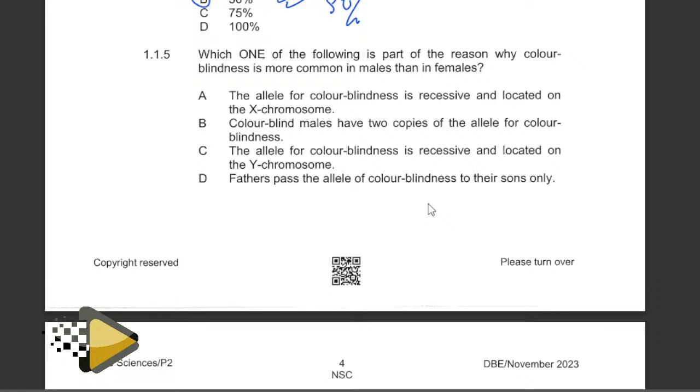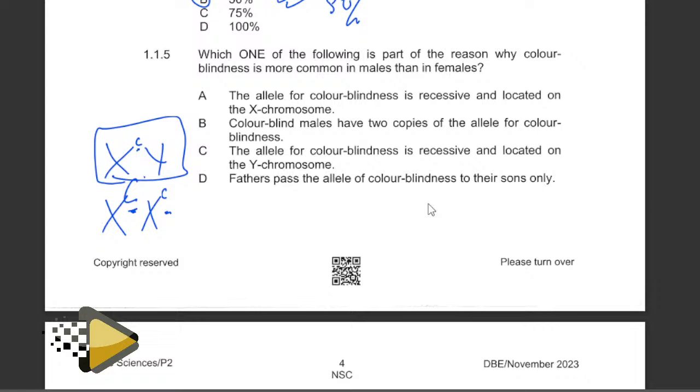Which one of the following is a part of the reason why color blindness is more common in males? We talked about this yesterday, and we said that the allele for colorblindness is recessive and located on the X chromosome. Don't forget we said that males have one X. If a recessive allele appears on it, it cannot be masked, so the individual is already affected with that disorder. While females have two X chromosomes, if a recessive allele appears on one, it can be masked by a dominant allele. Therefore, it is very common in males, because the moment it is there, definitely the person is affected.